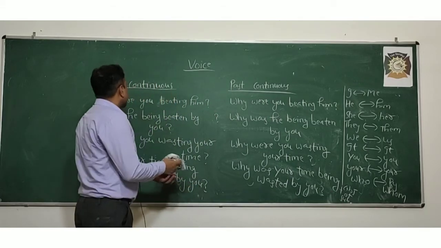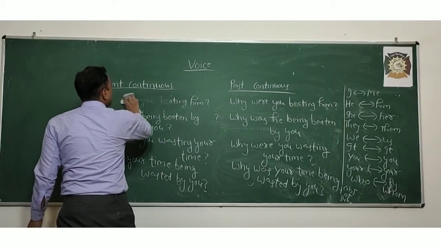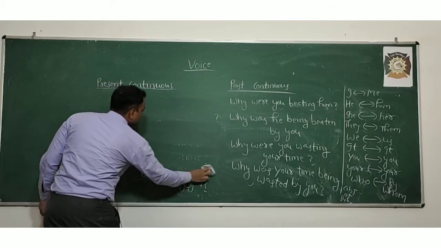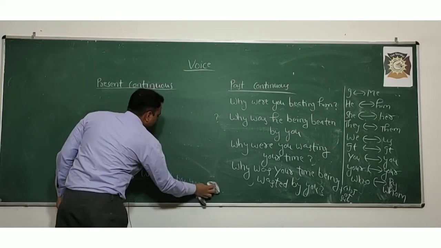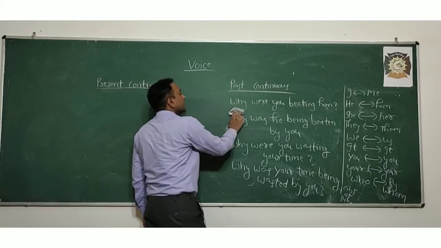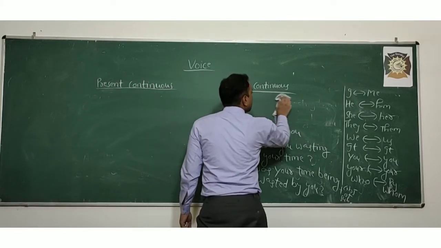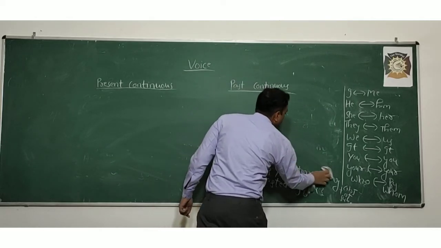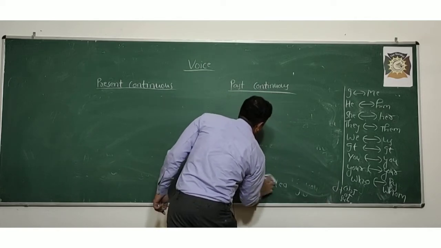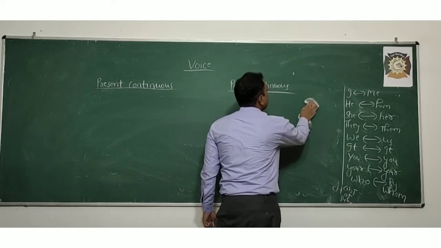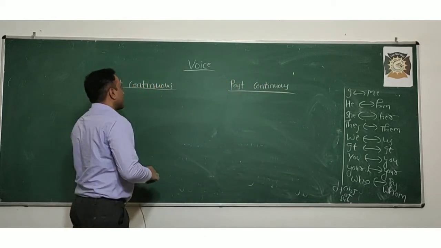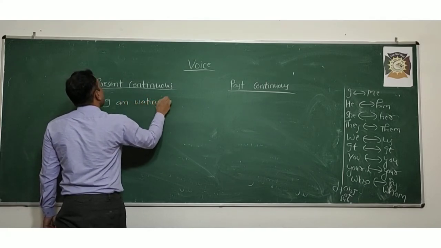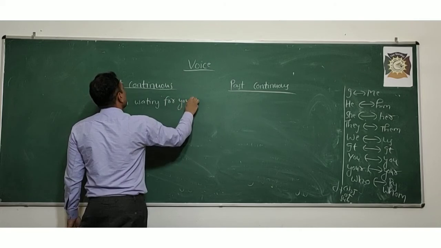This is the way to change into passive voice the sentences which start with the WH family. Next, I am going to tell you about the object of a preposition. If I write, I am waiting for you, full stop.